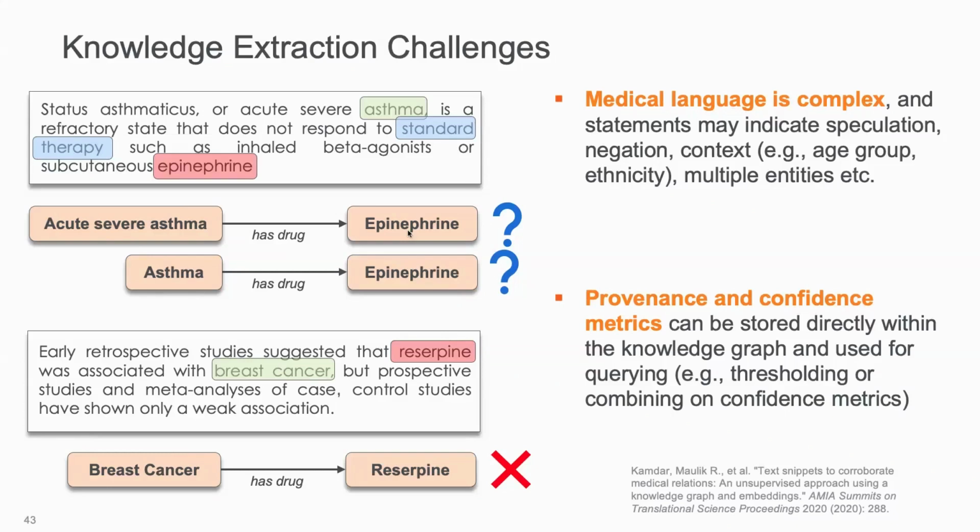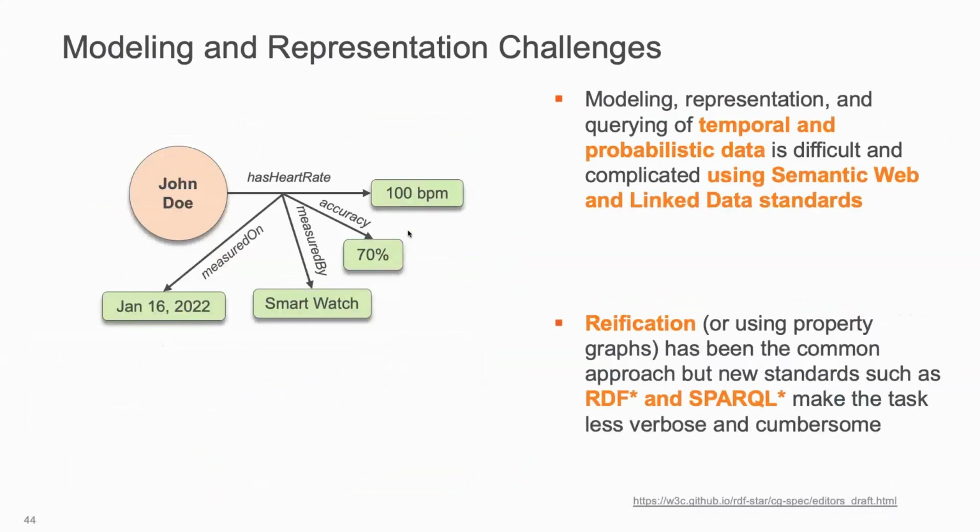Depending on your application, you can either threshold on your confidence metric, or you can combine triples with varying confidence metrics. So you can take the triple of asthma has drug epinephrine, look at all the statements where this particular relation may or may not be expressed, and develop a combined confidence score on top of that particular triple. So there are solutions available for that, but it's still very difficult to take just a state-of-the-art machine learning method and use it for knowledge extraction.